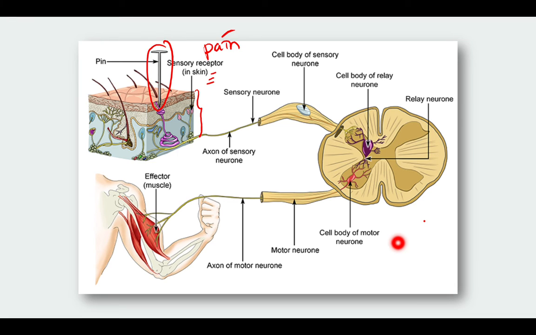So bila dah generate message, dah generate impulse, dah ada message, the impulse is then transmitted along the sensory neuron. Inilah sensory neuron kita, to the relay neuron in the central nervous system, ataupun to be specific in the spinal cord. So relay neuron receive impulse from the sensory neuron and send the nerve impulse from the relay neuron to the effector along the motor neuron. Maksudnya relay neuron menghantar impulse ataupun message tadi kepada effector, dan message tadi dihantar melalui motor neuron.